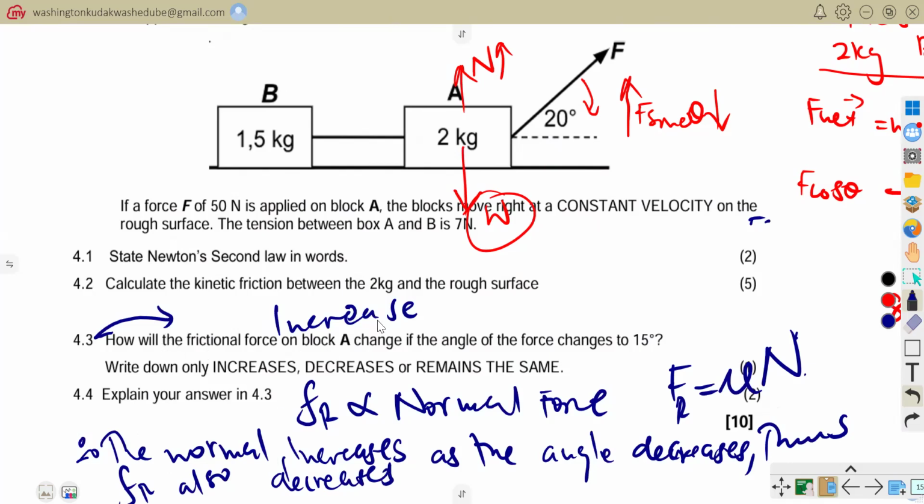Here they asked what would happen. The frictional force will increase. Why is it going to increase? Because frictional force is directly proportional to the normal force according to this equation. So once the normal force increases, the frictional force will increase. Therefore, as the angle of this applied force decreases, the force that balances our weight decreases, so our normal force will increase to counteract this decrease. So the normal force increases as the angle decreases, and thus frictional force also increases. That is what we were expected to do.